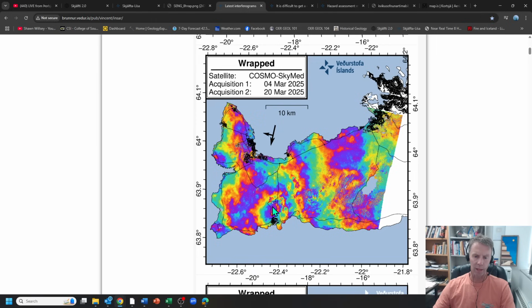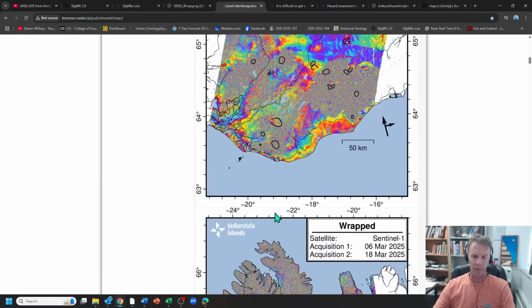So remember that the location of our vents is a little bit east of the location where the magma storage zone is. So there's some sort of conduit system that carries the magma out of this storage zone here underneath the power plant in the Blue Lagoon, and then carries it over to the east where it erupts out of some of those vents there.